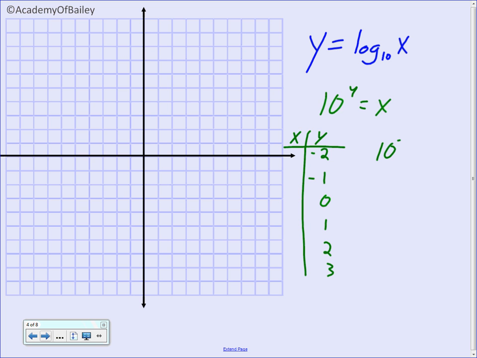So 10 to the -2nd power is 1 over 100. 10 to the -1st power is 1/10. 10 to the 0 power is 1. 10 to the 1st power is 10. 10 to the 2nd power is 100. And 10 to the 3rd power is 1,000. I'm sure you can get creative in making your graph. And I'm not going to graph that one. I feel like you can graph points.